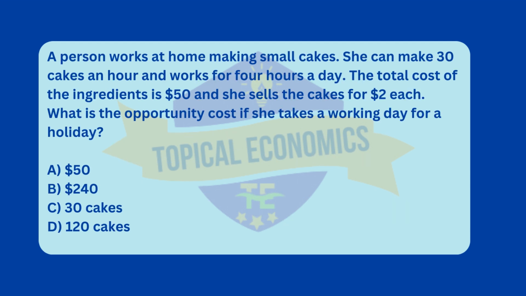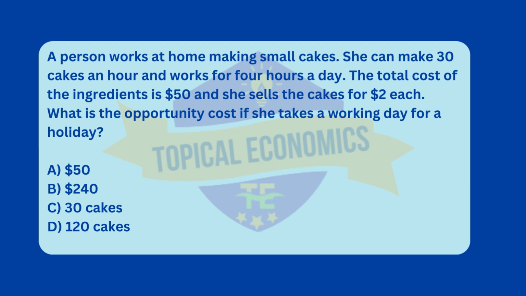A person works at home making small cakes. She can make 30 cakes an hour and works for 4 hours a day. The total cost of the ingredients is $50, and she sells the cakes for $2 each. What is the opportunity cost if she takes a working day for a holiday? A. $50. B. $240. C. 30 cakes. D. 120 cakes.